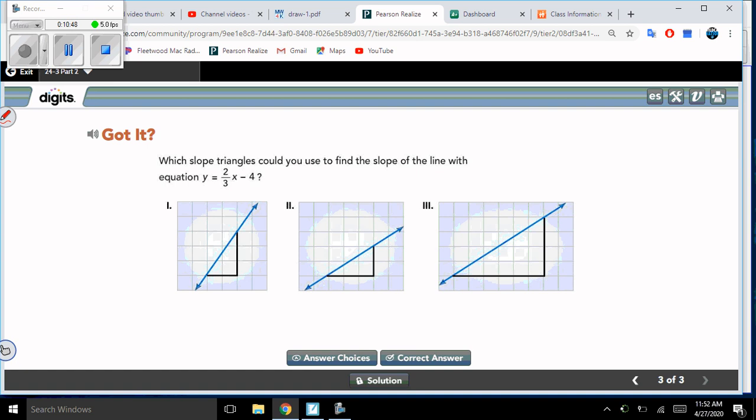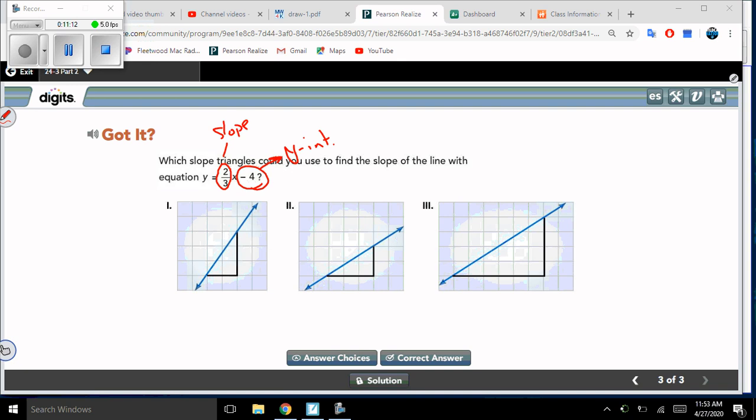Y equals 2/3 x minus 4. Once again, recall in our slope-intercept form, right there's the slope. I don't know if you remember what this is going to be, but my y-intercept is what this is. Y-intercept would be -4. Again, that's not going to really help us at this point, but just to be aware of that. So I'm looking for a 2/3 slope.